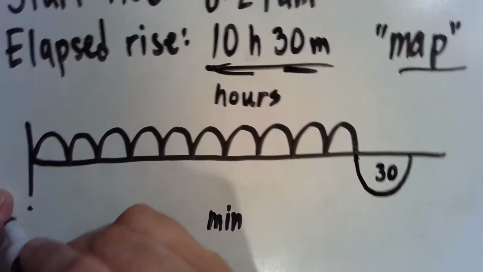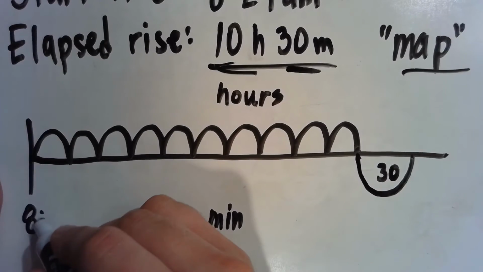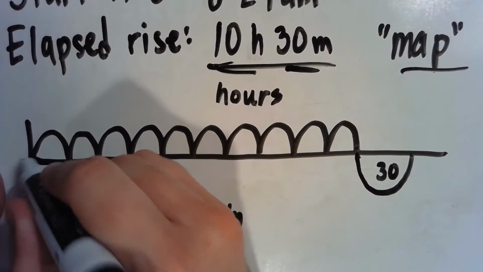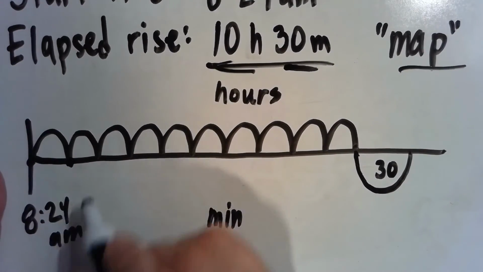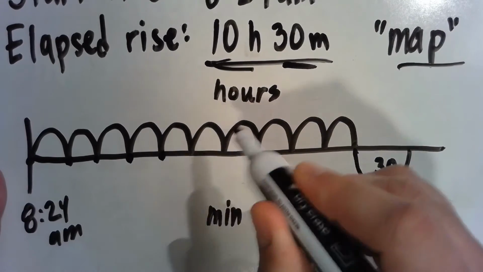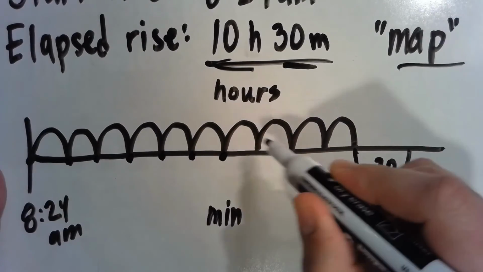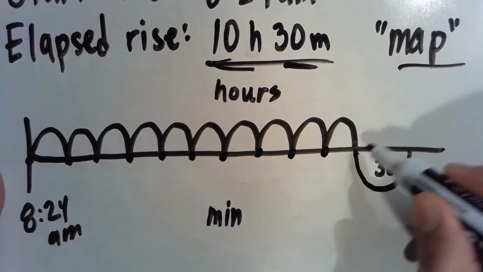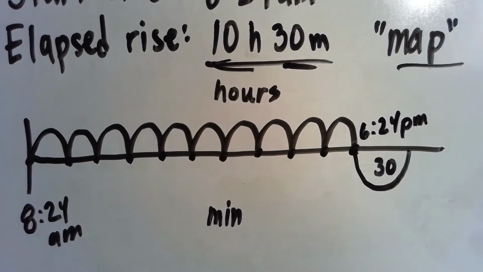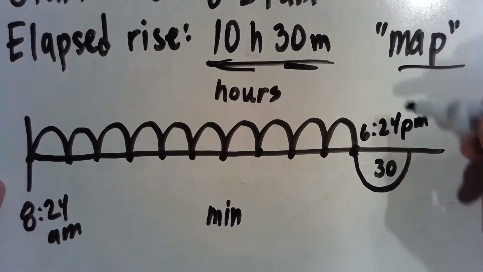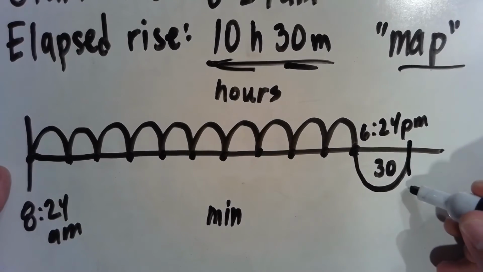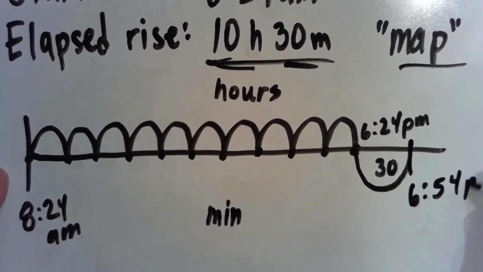My start time down here was 8:24 a.m. So 1 hour past 8:24 is 9:24. Then we have 10:24, 11:24, 12:24. That's when it switches over to PM. 12:24, 1:24, 2:24, 3:24, 4:24, 5:24, 6:24. Once again, 6:24 p.m. And then 30 minutes added onto that. If I look at 24 plus 30, I would get the end time of 6:54 p.m.